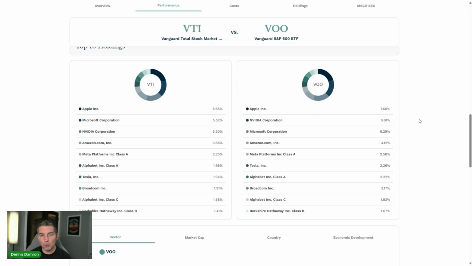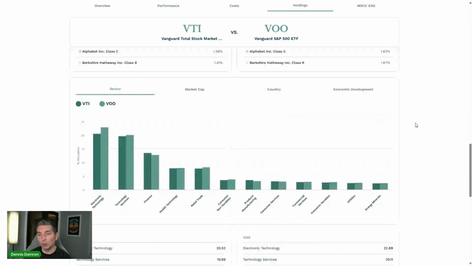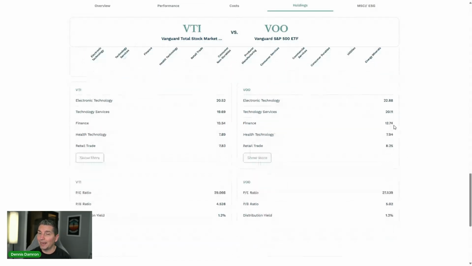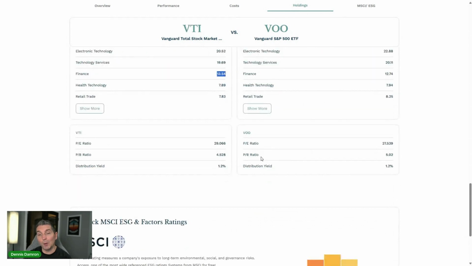As we look down here at the percentages, there's a little more focus on electronic technology, a little more on technology services, and of course a little less in the financial sector, because over here we're including all of those smaller banks that do not make it into that S&P 500 fund. Very similar price to earnings ratio. And I actually like this one a lot better.